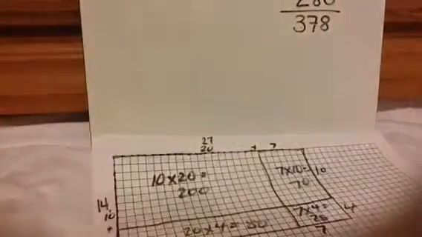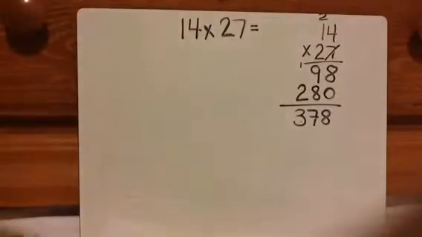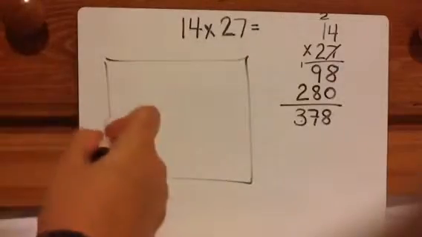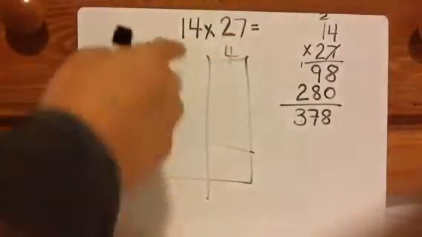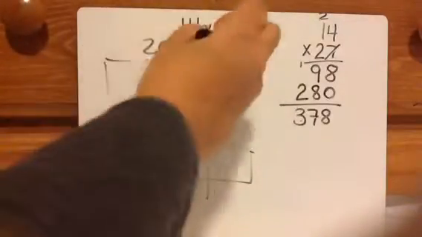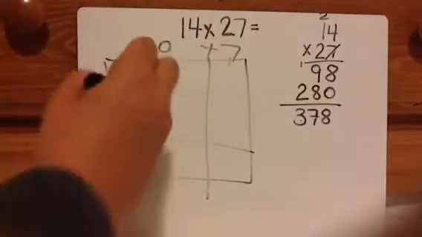And now let's look at partial products. Like the area model, but just on white computer paper. So we would have 10 plus 4, or actually, it doesn't matter. You could do 20 plus 7 and then 10 plus 4, or the other way around.